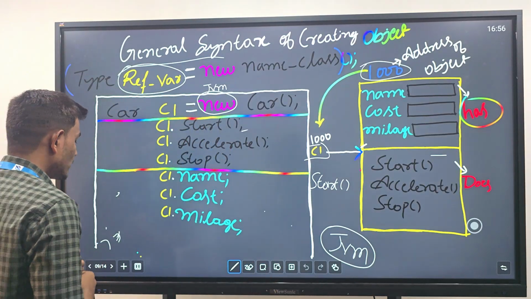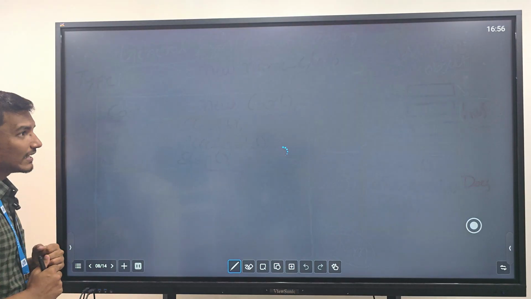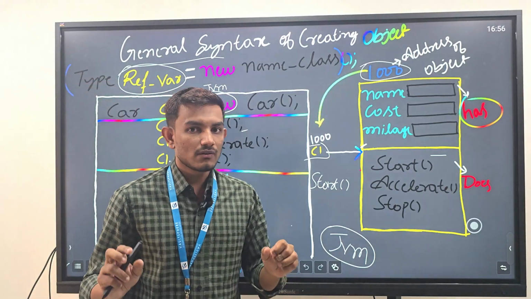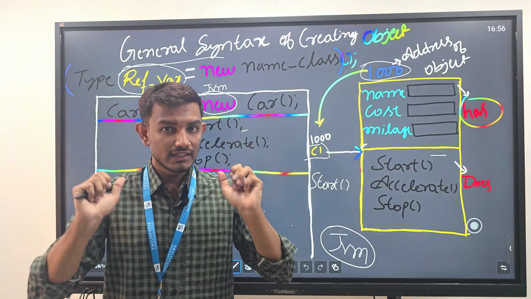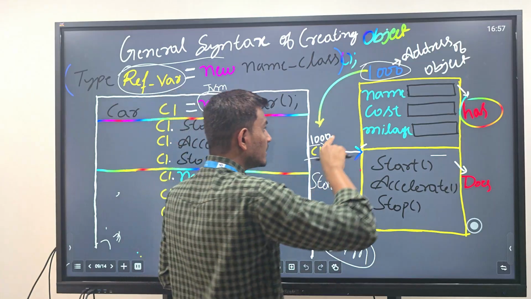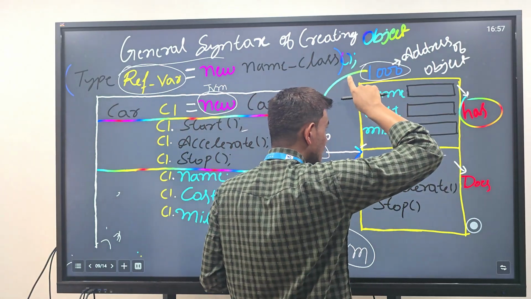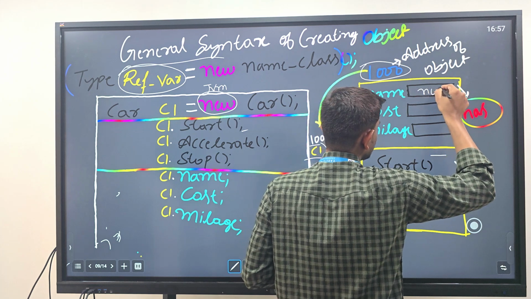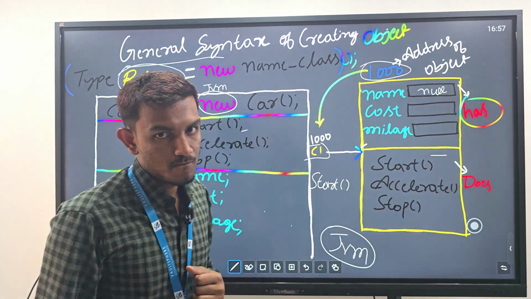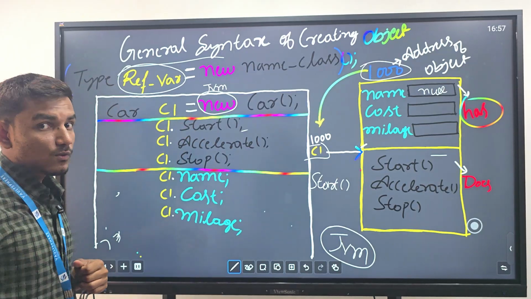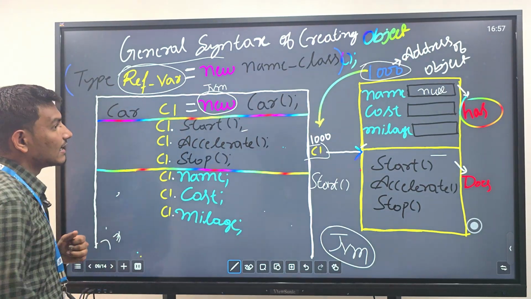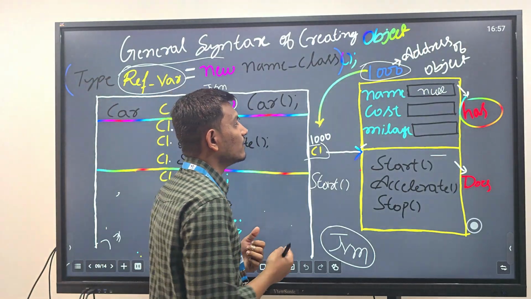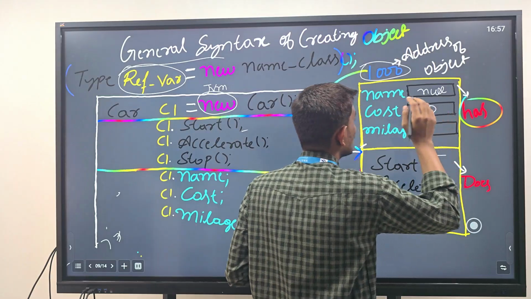For the name, what default value will be allocated by Java? What is the name? String name. String is nothing but a collection of characters enclosed within double quotes. It means the default value for the name, which is a string kind of data, is null. Then what is the default value for the cost? What is the data type, guys? The data type is int. It means Java will allocate the default value for the cost, that is 0.